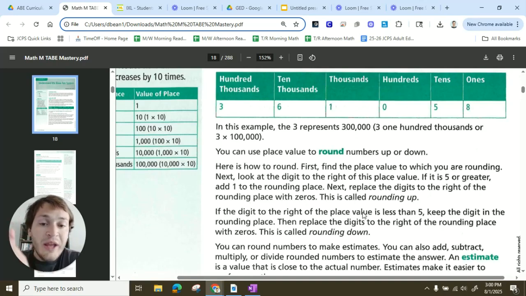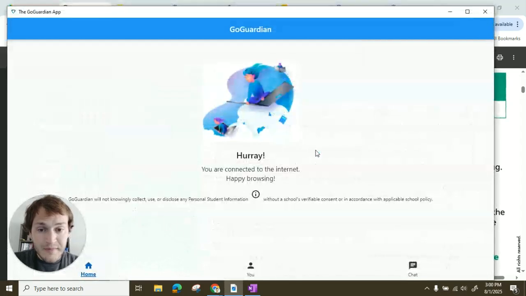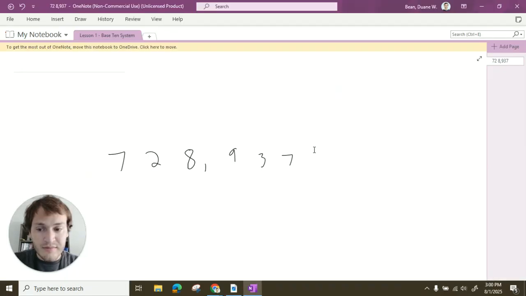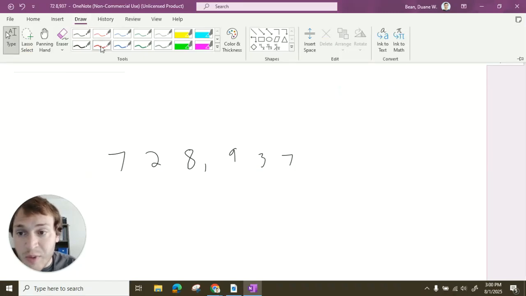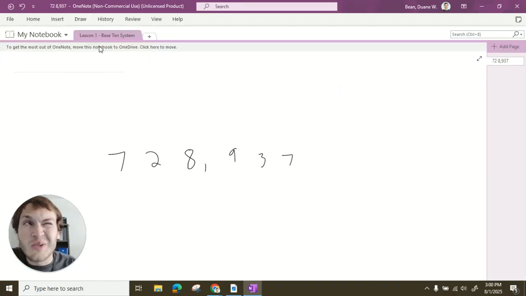So when we round to a certain place value, what we do is decide what place value we're going to round to, right? So let's say in this number I've got here, 728,937, we wanted to round to the hundreds place, right? So this is the hundreds place right here. That is that 9, okay?